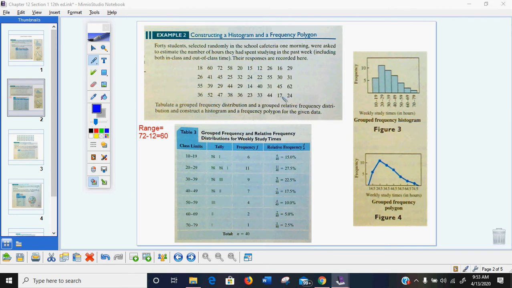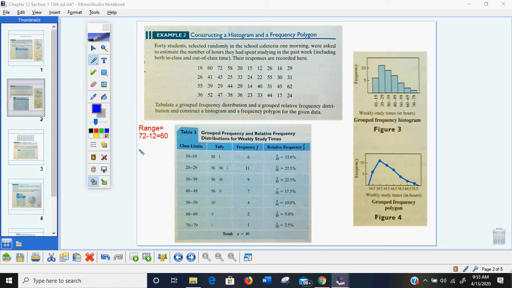Now, grouped means we cannot just write all this down separately because 72 is the highest, 12 is the lowest. So we can't put from 12, 13, 14, 15, 16. That's going to be too many classes. So what they do is they group it. You want to have between 5 and 12 classes. So over here on the left where it says class limits, you want between 5 and 12. Okay? And they have to have a uniform width. So for example, if one has 5 in it, the next has to have 5 in it, and so on.